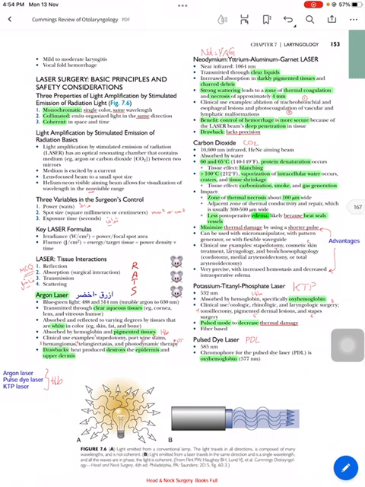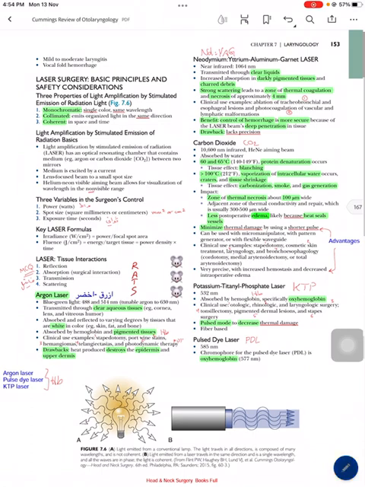It has three important properties: monochromatic, collimated, coherent. Monochromatic: single color and same wavelength. Collimated: emits organized light in the same direction. Coherent: in space and time. That means it's systematically organized.